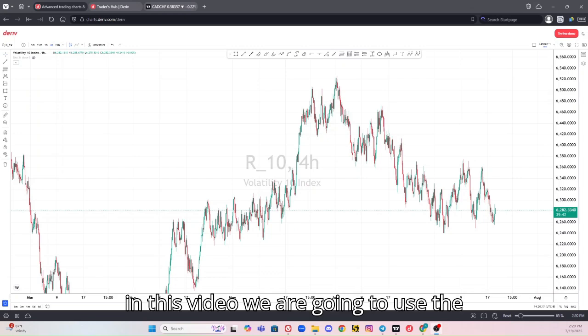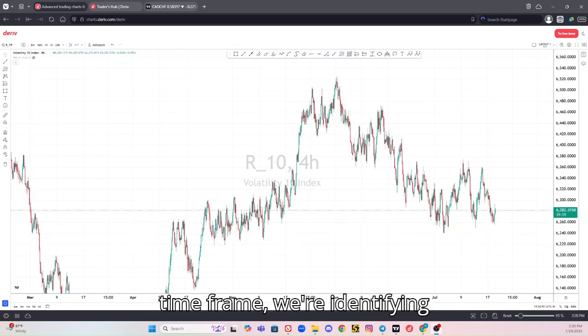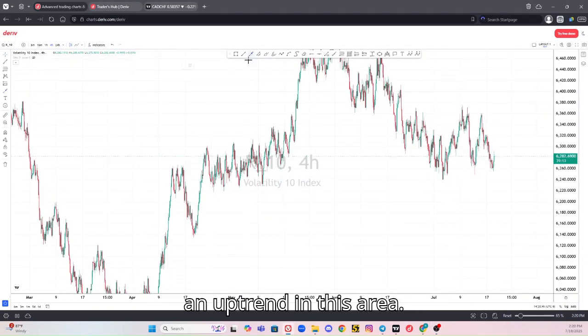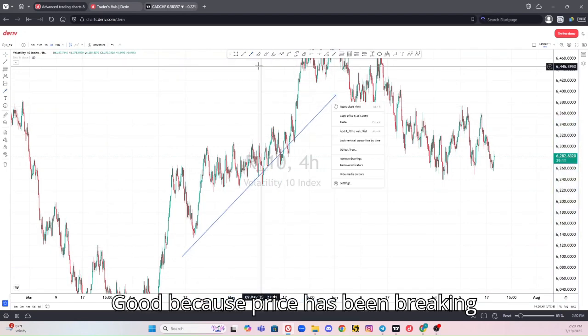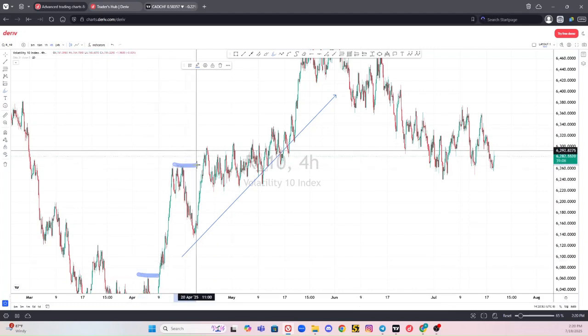In this video, we are going to use the Fibonacci retracement tools to see how best we can mark out points of interest, and as we do so, how we can enter trades on them. Now, looking at this chart, this VIX chart, VIX 10 on the 4-hour time frame, we're identifying an uptrend in this area. Good. Because price has been breaking structures, going higher each time, right?